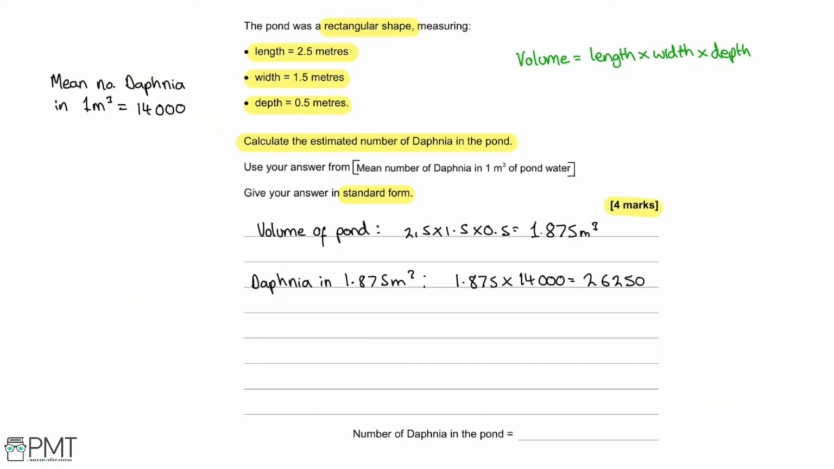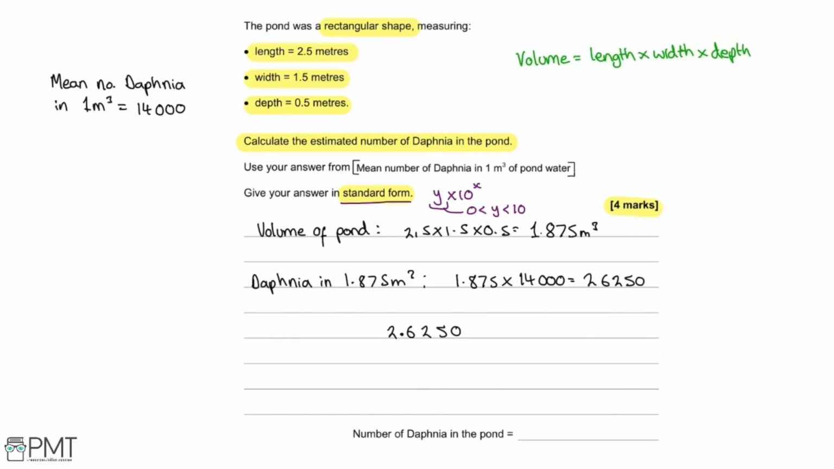26,250. So this is the answer as an ordinary number, however it says to give it in standard form, so we've now got to convert this. Standard form is written as y times 10 to the power of x, with y being a number between 1 and 10. To convert, we write down 26,250. We make a decimal point after the first digit there so that we make it between 1 and 10, so this will be 2.6250.